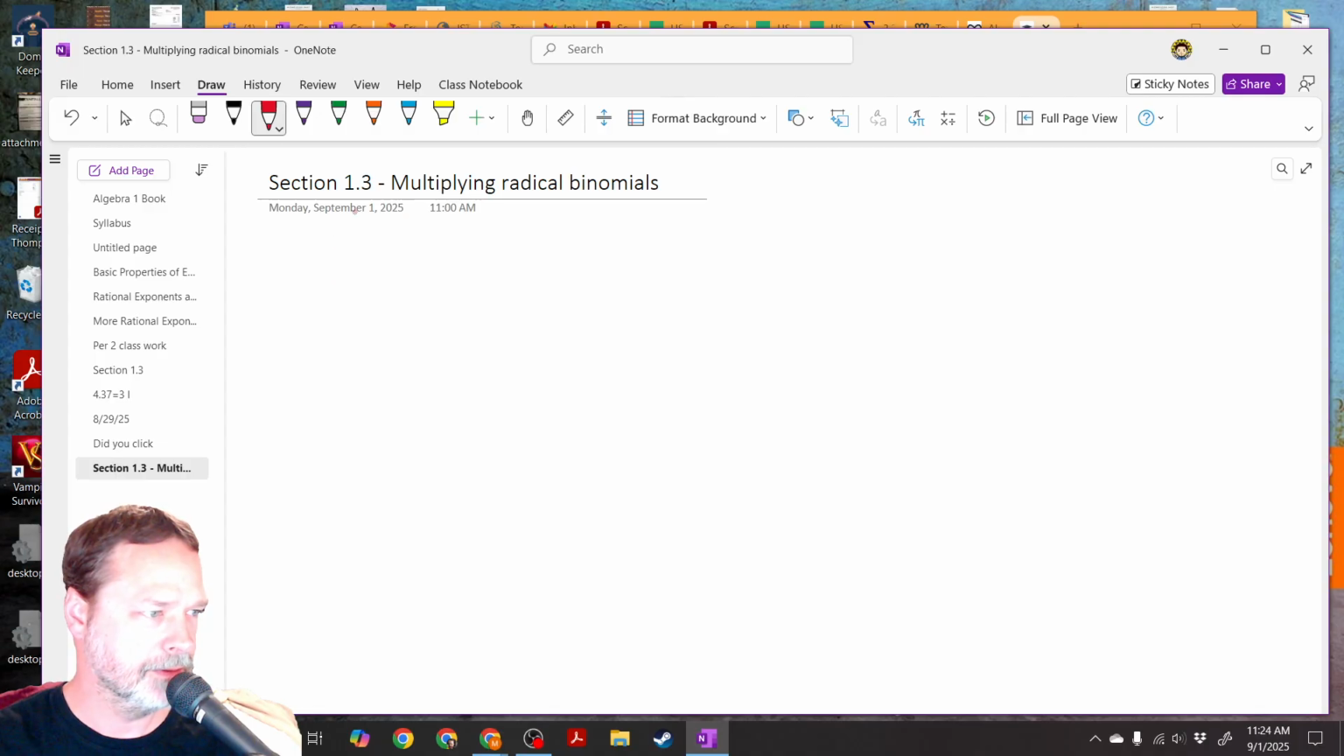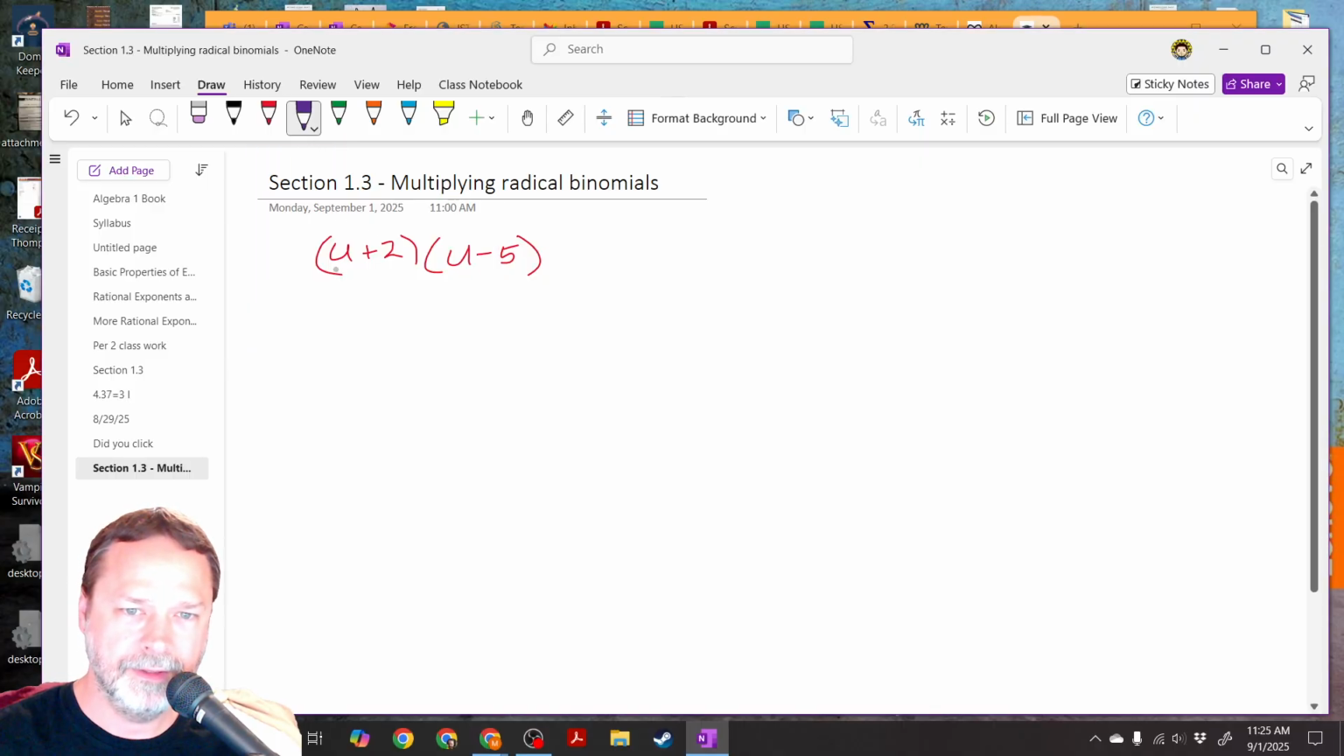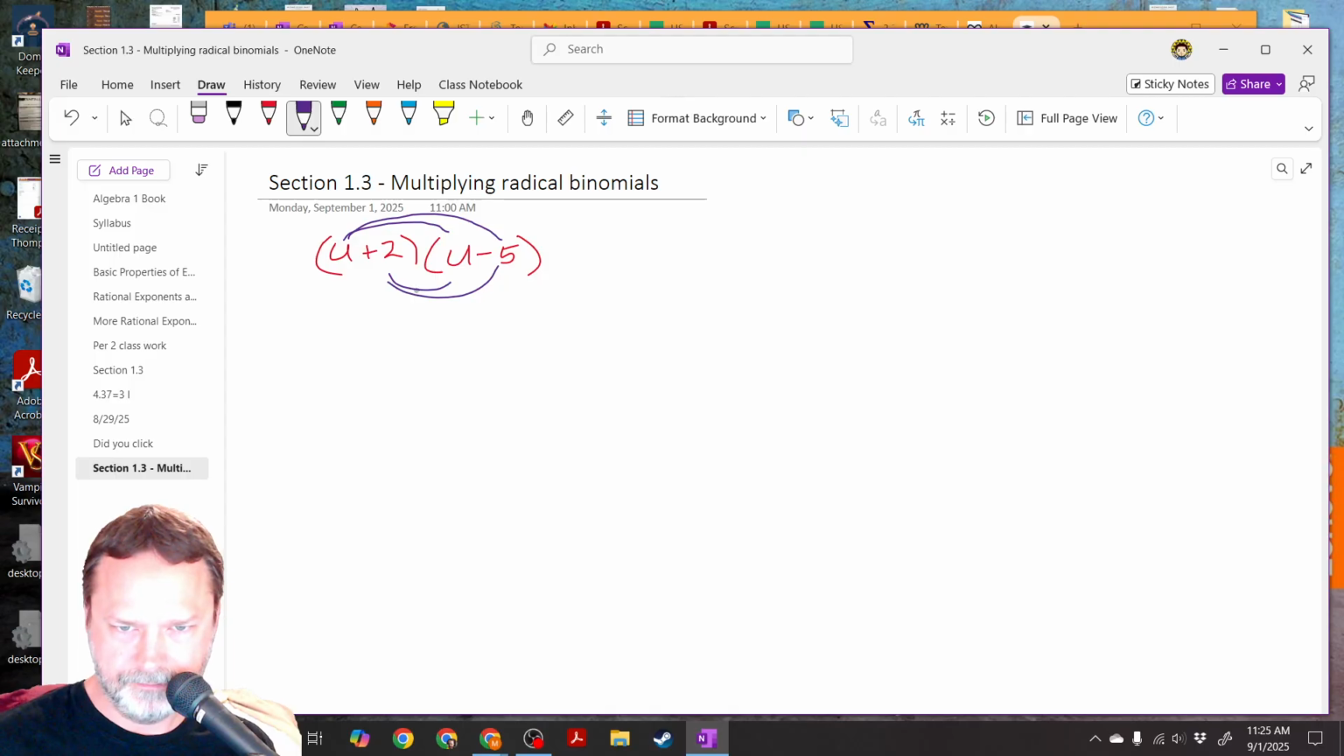Let's try out u plus 2 times u minus 5. Okay? So now the traditional way to do it is u, the first term, times both of the other terms in the binomial, and the second term in the first binomial times the other binomial. It's pretty much distribution twice, and really each term times every other term.